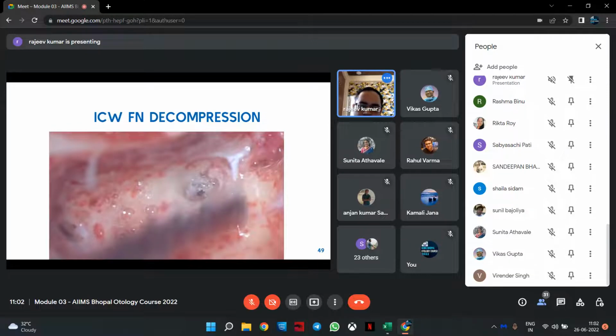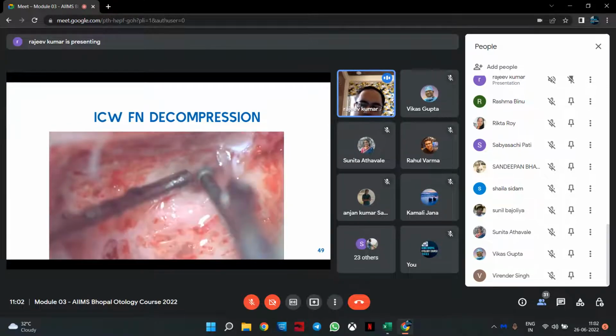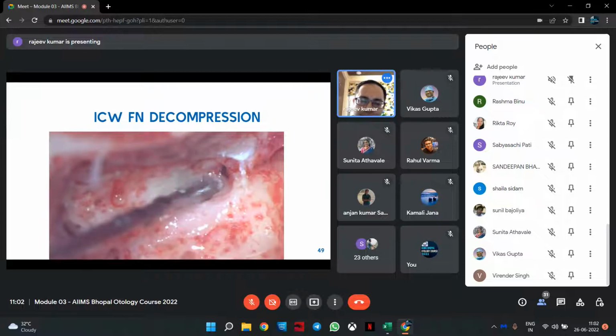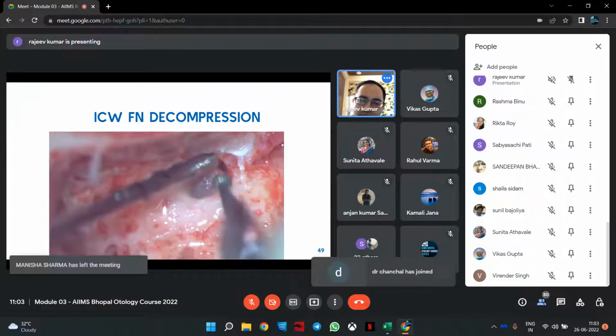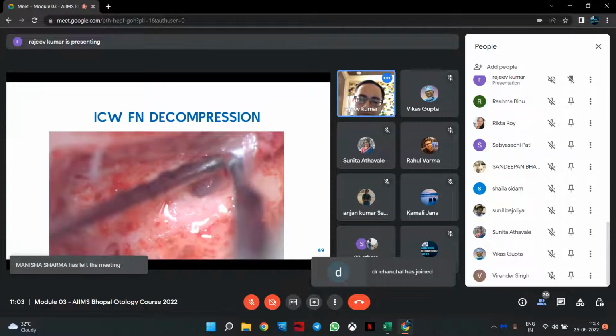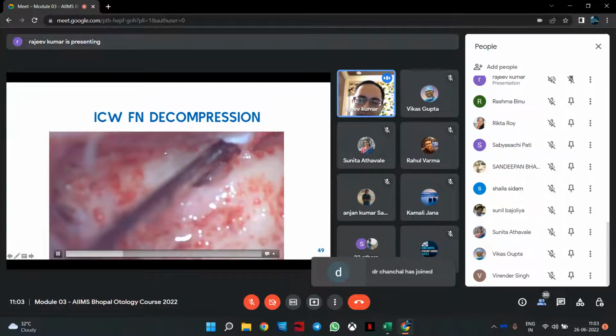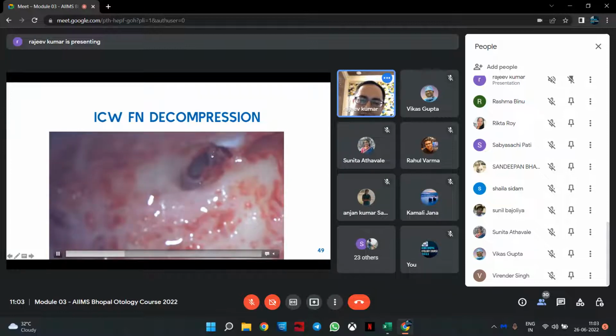Don't be in a hurry when you are doing this approach, because that will only lead to injury to the facial nerve. So now you have entered into the middle ear, you can see the tendon.